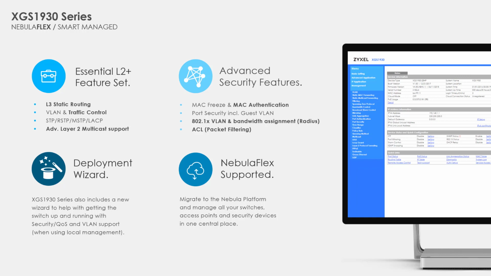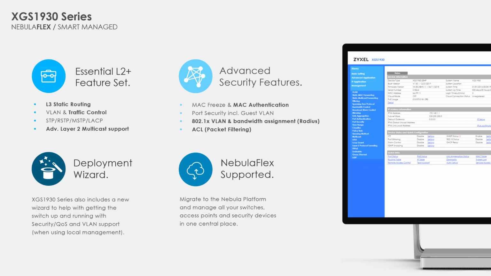So I've just shown a few of the features here, but reality is the XGS1930 series has a whole host of other features that may be of interest, and to look at these, please refer to the datasheet. It has the whole feature set listed out, so very easy to read and understand as well.